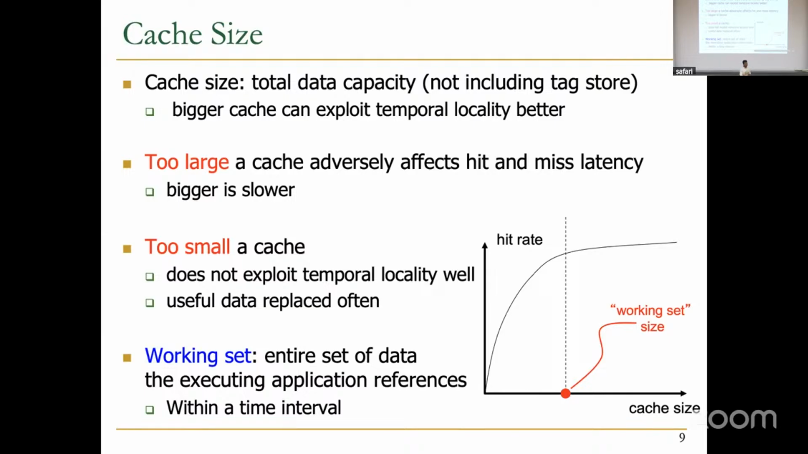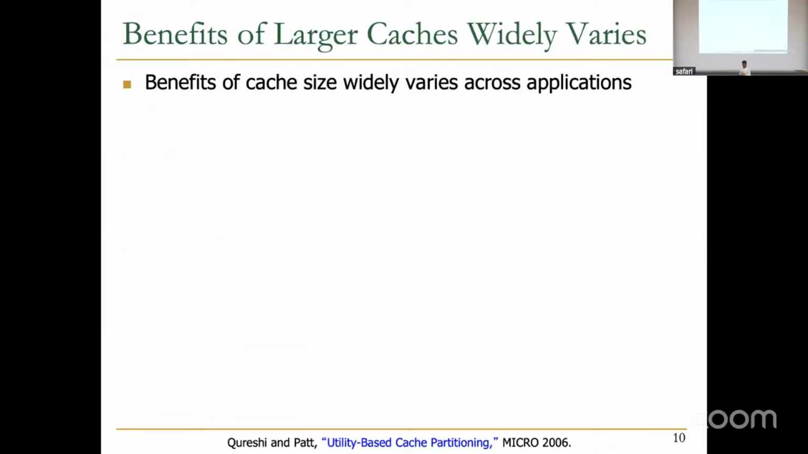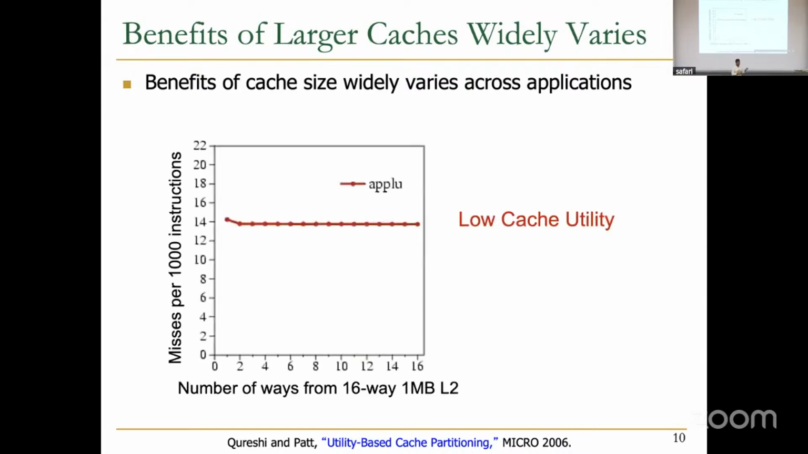Now, as you can easily guess, there is no single working set size, and life would have been much easier if that were the case. The cache size and the working set size would vary from workload to workload. Here I'm showing an example of how that happens in real workloads. On the x-axis, you have the number of ways from 1 all the way up to 16. The more you go on the positive x-axis, the bigger you make the caches. On the y-axis, you have the misses per 1,000 instructions. Ideally, you would like to see as low as possible, right?